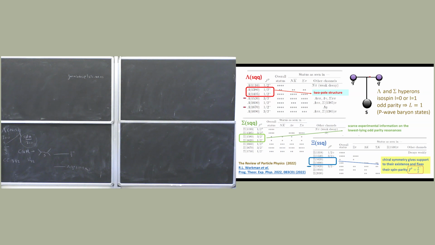The ground state will be an S-wave baryon, right? 1/2 plus, everything is in S-wave. So you have S, you have U, you have D, everything is in S-wave. You have 1/2 plus. Yes, tell me.